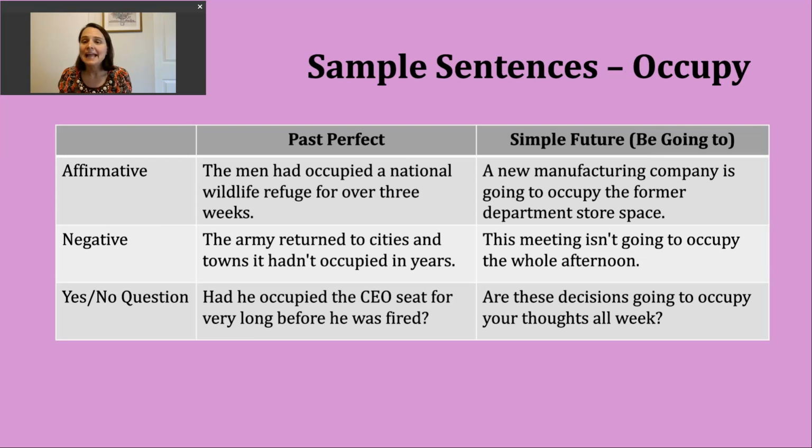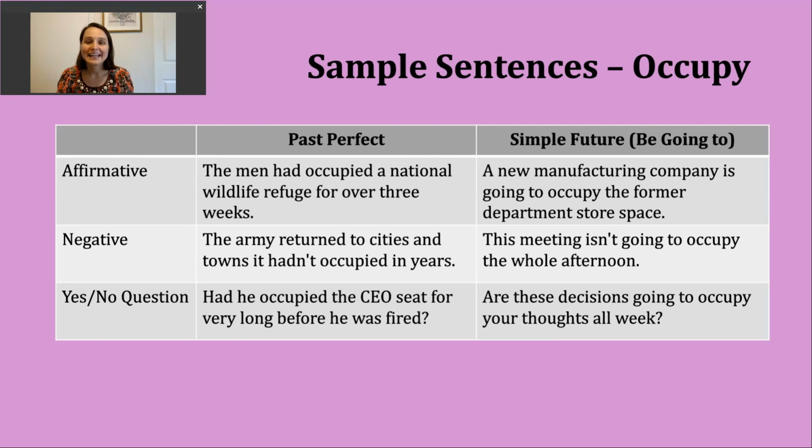Now, if you want to make a negative simple future sentence, you need to insert not after your be verb. So you might hear, am not going to occupy, is not going to occupy, are not going to occupy. Or you might hear contractions, isn't and aren't, but we don't have a contraction with am not. Always good to review that. Let's take a look at our example. This meeting isn't going to occupy the whole afternoon. So again, this is the idea of filling or taking a lot of time. So this meeting isn't going to last for 4 hours.